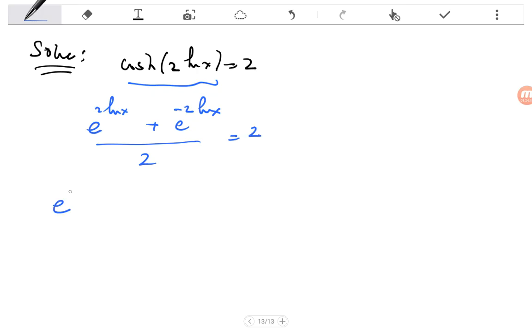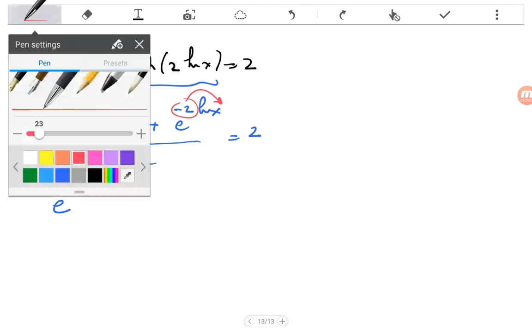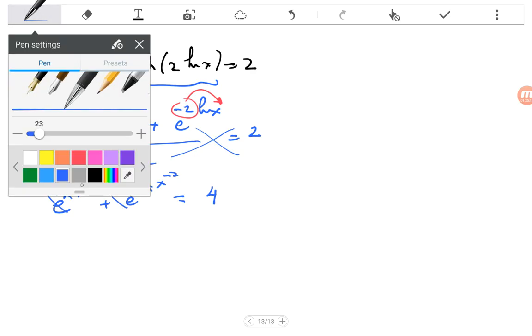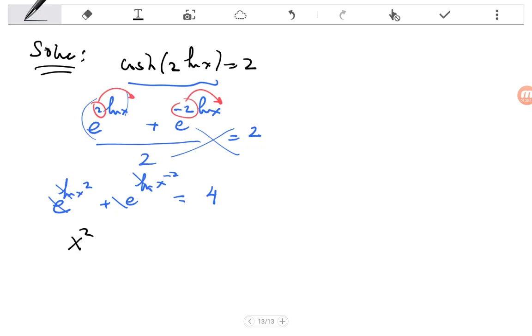So that means that e power 2 ln x, I will just take the 2 inside the ln. So it will be e power ln x squared plus e power ln x power minus 2 equal to 4. From the cross, it will be equal to 4. So these two functions cancel the effect of each other. So it will be x squared plus x power negative 2 equal to 4.